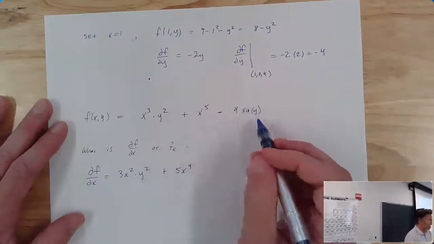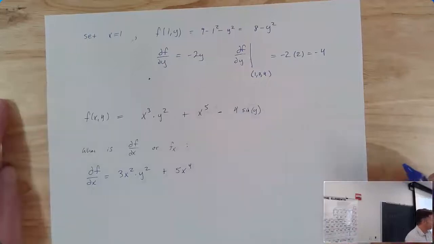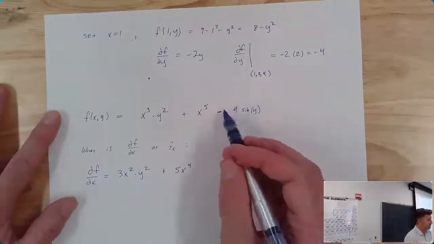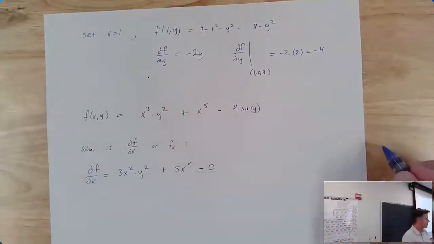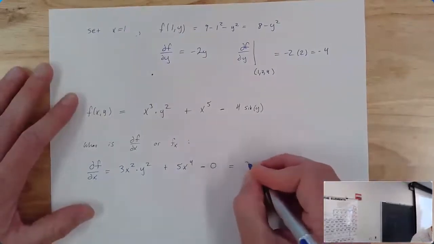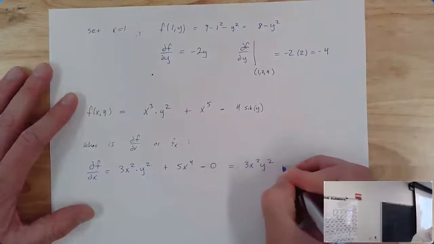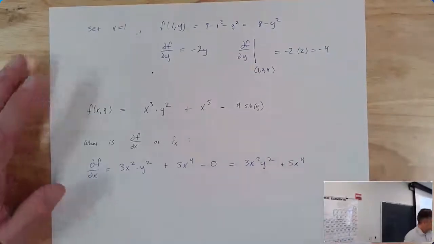But for sine of y, there are no x's there. So the derivative of 4 sine of y, that thing is a constant as far as x is concerned. So its derivative is 0, which we don't need to write, but I want to write to be emphatic about it. So we get 3x squared y squared plus 5x to the 4th.